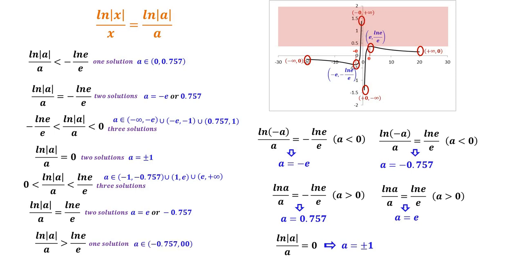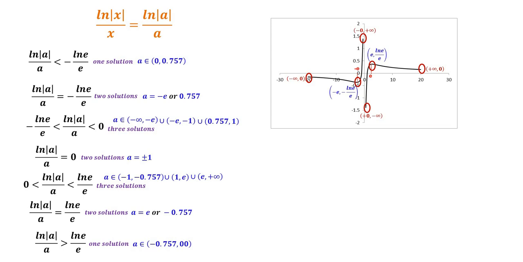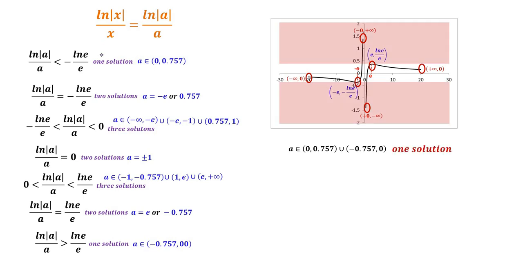So now we discussed the range of A and the corresponding number of solutions, and we are close to the final answer, and we can make conclusions. When A is in this range and this range, so from 0 to 0.757, and from negative 0.757 to 0, the original equation has one solution.